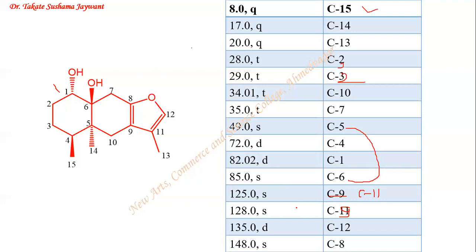Last two signals are 135.0 doublet and one more is there, 148 singlet. So which are the remaining carbon atoms? Remaining carbon atoms are C12, which can show me a doublet, so that 135 doublet is corresponding to C12 carbon atom, while the last signal 148.0 singlet is because of the C8 carbon atom.